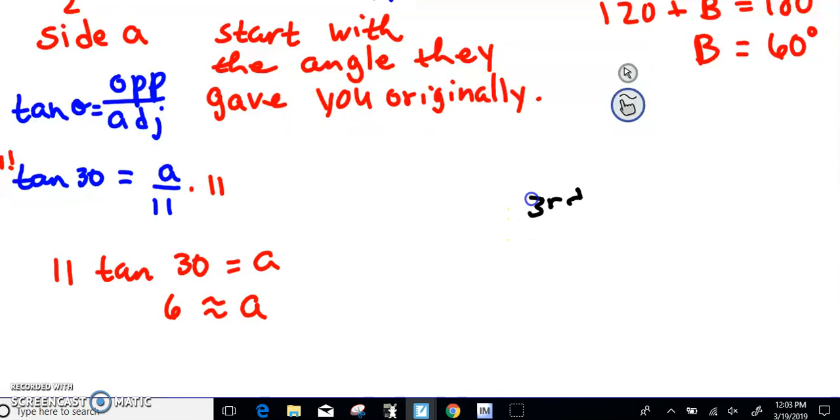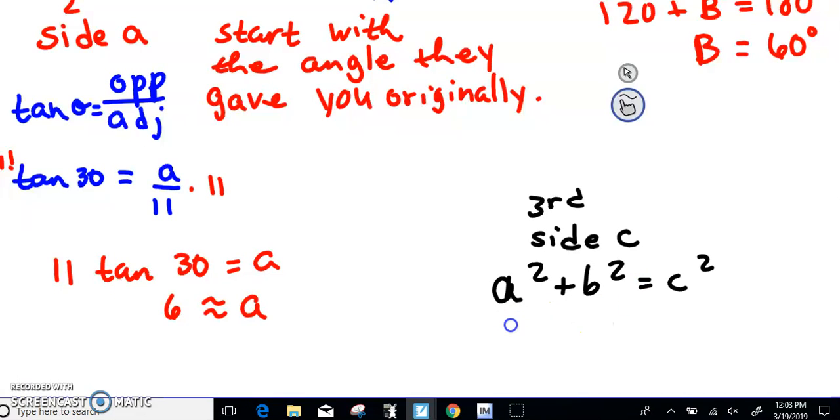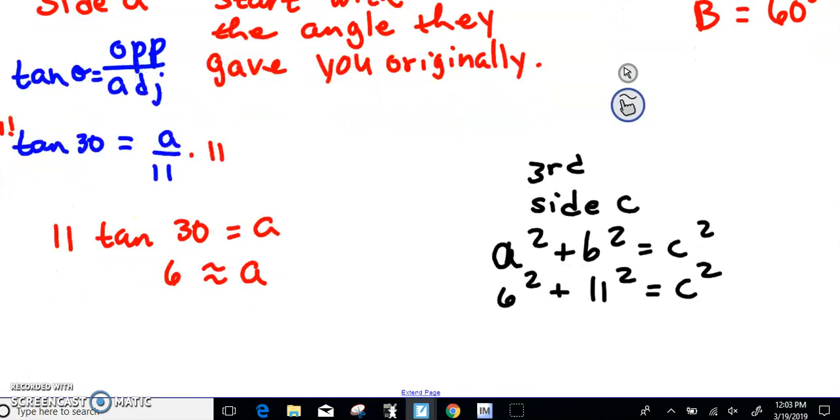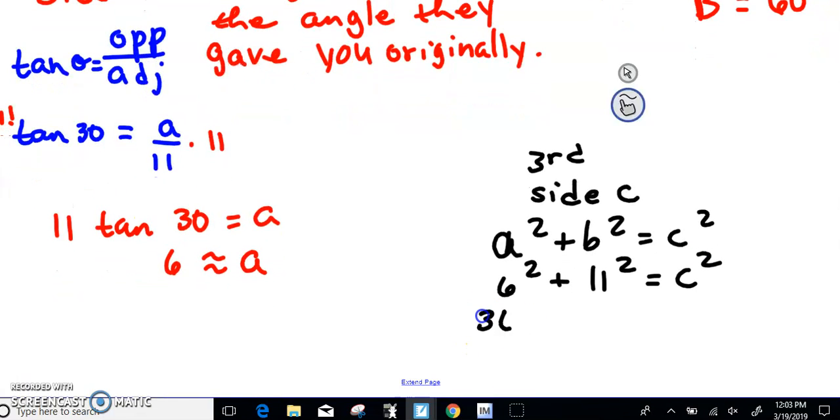So third, we're going to do side C. And so here, we're going to do a squared plus b squared equals c squared, Pythagorean theorem. And so we know A is 6. We know that B is 11. And C is what we're trying to find, that hypotenuse. And so we know here, this is 36. This is 121.